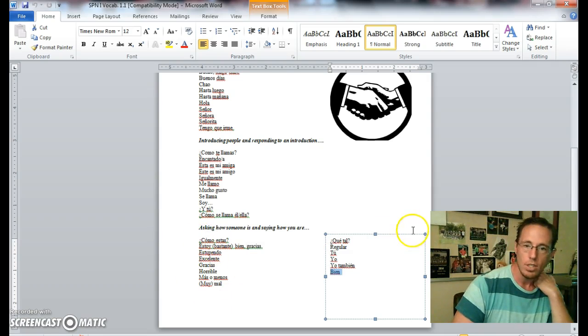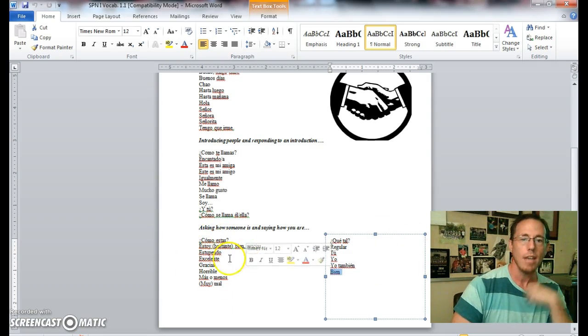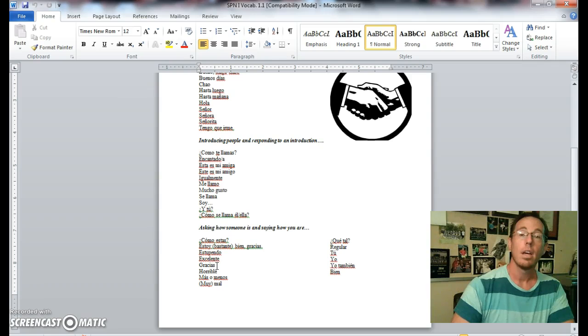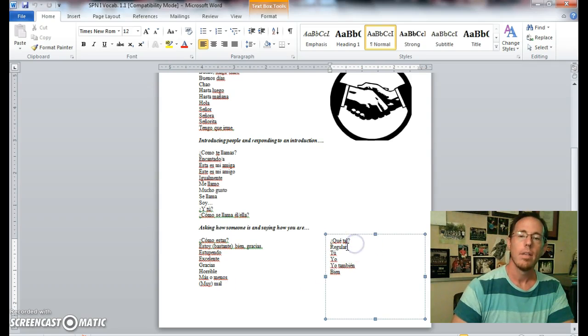I'll go through the pronunciations of this part one more time. ¿Cómo estás? Estoy bien, gracias. Estupendo. Excelente. Gracias. Horrible. Más o menos. Muy mal. ¿Qué tal? Regular. Tú, yo también, y bien. Y eso es todo. And that is all for that section.